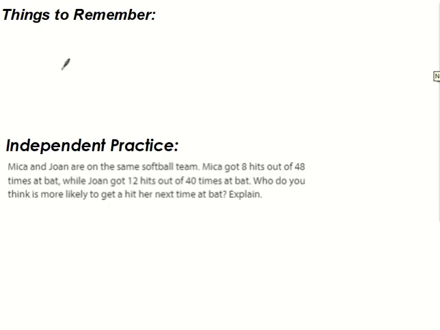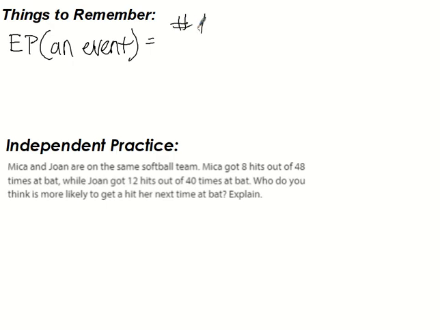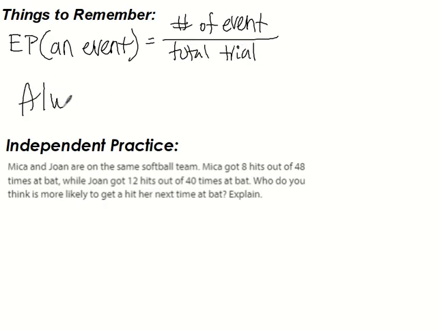All right, so things to remember: experimental probability of an event is the number of trials. Oh, nope, not number of trials, I apologize. Number of event over total trials. There we go. And then remember, always reduce, which means simplest form. All right, that was a fast one.